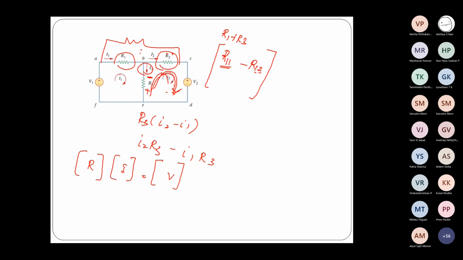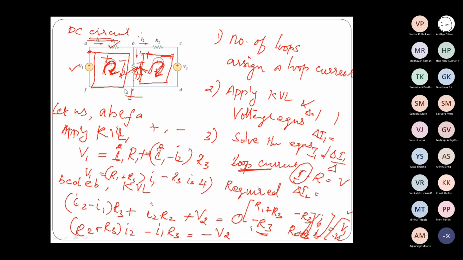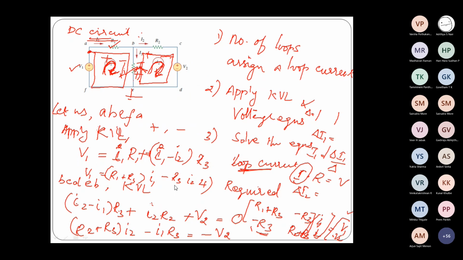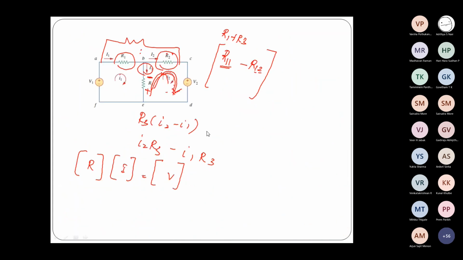Since we are going for the assumption of clockwise current direction, the common element current will be the same. That's what we have derived here, no? For this loop 1 we got minus I1 into R3. For loop 2 we got minus R3 into I2. So for this common element, that current is going to be negative. So this R12 is the common element, the mutual resistance between loop 1 and loop 2, and that will be negative.